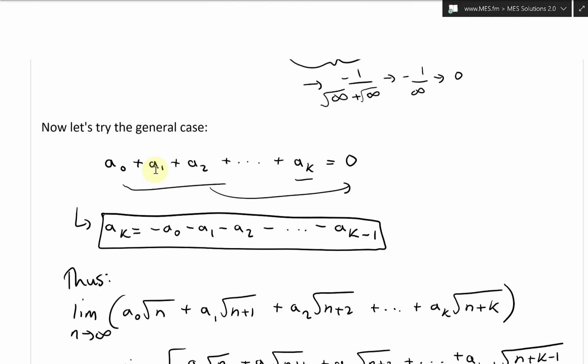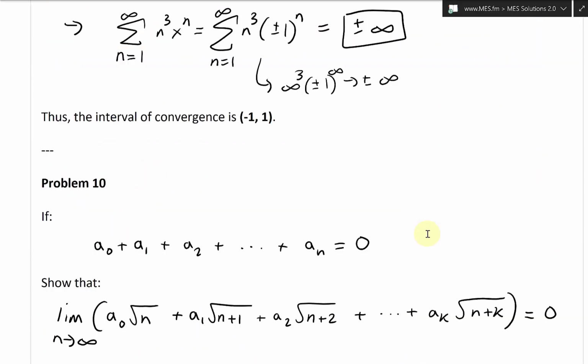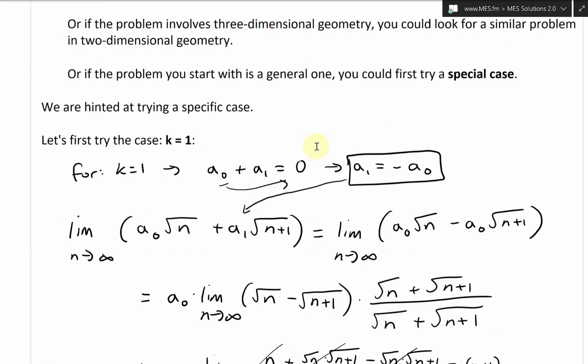So there it is. We've proven the question that we're asked to prove. It says use this to prove that this whole limit equals 0. And we just did.